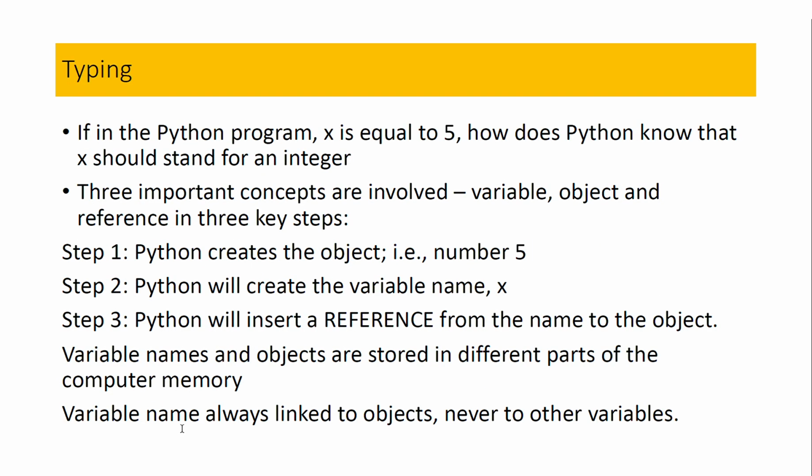Typing. If in a Python program x equals 5, how does Python know that x should stand for an integer? Three important concepts are involved: variables, objects, and references, in three key steps. Step 1, Python creates the object, for example 5. Step 2, Python creates the variable name x. Then Python inserts a reference from the name to the object. Variable names and objects are stored in different parts of the computer memory, and variables are always linked to objects, never to other variables. So variable names are always linked to objects.